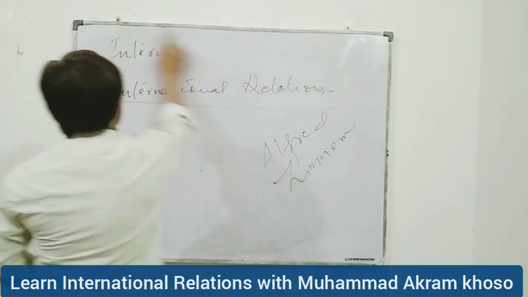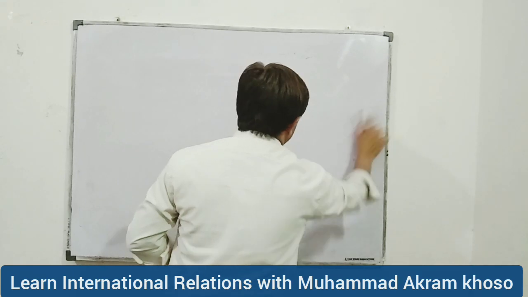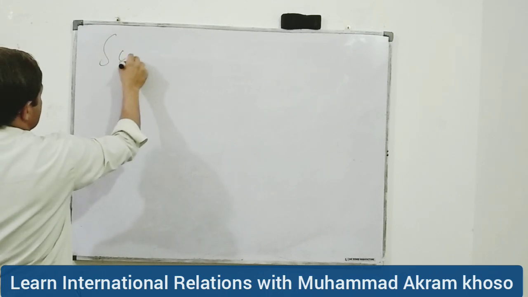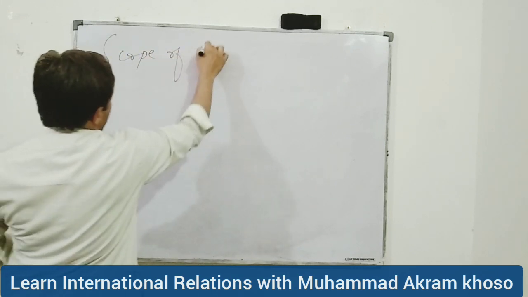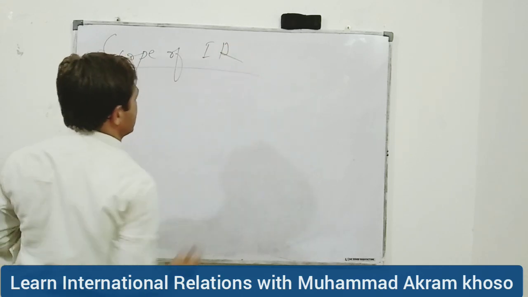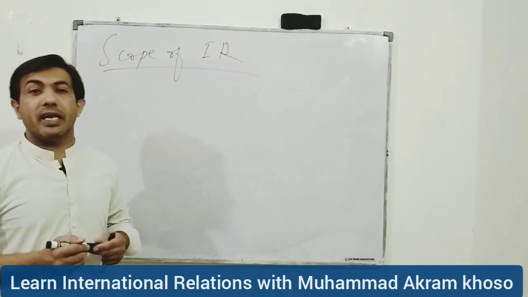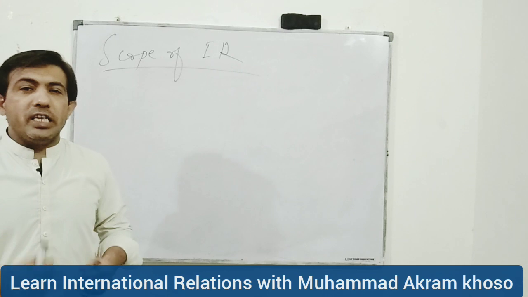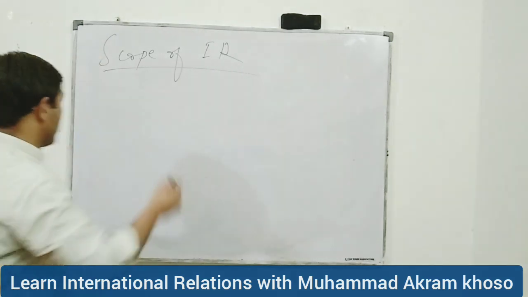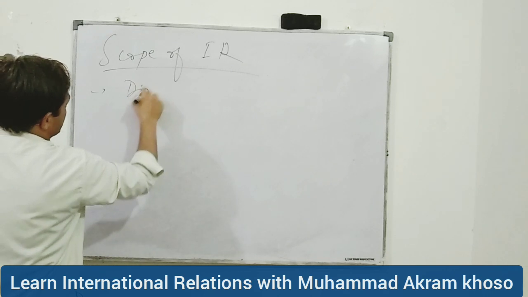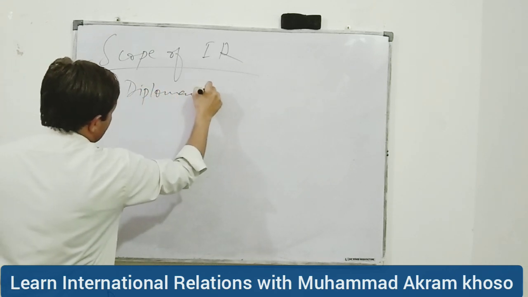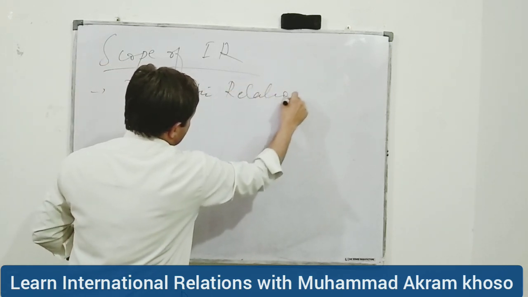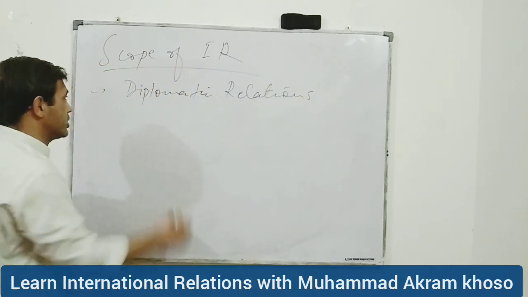Moving further, now what is the scope of IR? Similarly, the scope of IR has become quite wide. As I said, in the beginning, IR used to cover only the engagement or the dealings between the states. It used to cover the diplomatic relations only. Today it covers diplomatic relations, which we also call the official relations, right?